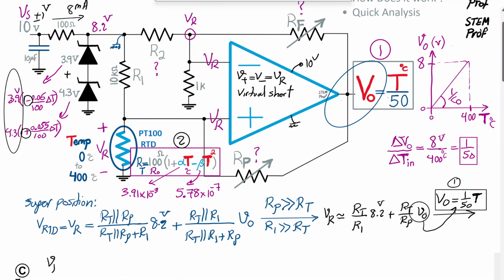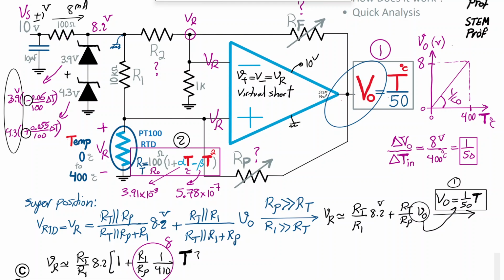Okay, so I can say VR is roughly, and I can factor out RT over R1, and I can factor out 8.2 volt. So I end up with 1 plus then R1 over RP, and then I have 1 over 8.2, then I have 1 over 50, and then I have temperature. So instead of 50 and 8.2, let me just write it as 1 over 410. Okay, so what do we have? Let's name this coefficient here as gamma.